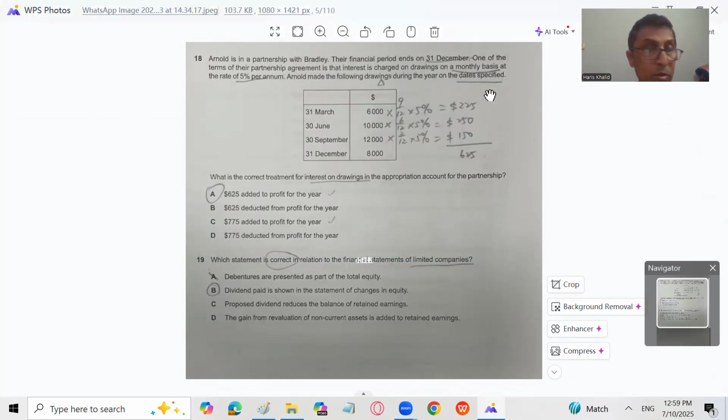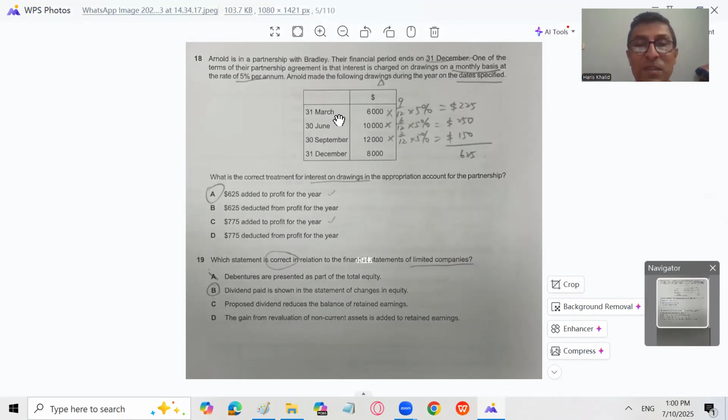So let me clear this MCQ for you, which is very easy actually. Normally, we calculate interest on drawings at the end of the year. But here, Amold is making drawings during the year, and the calculation is monthly. The first drawings he made is on 31st March. So he doesn't need to pay interest before 31st March. He doesn't need to pay interest for January, February. He is supposed to pay interest after March. Why, sir? Because in January, February, and March, he has not made any drawings.